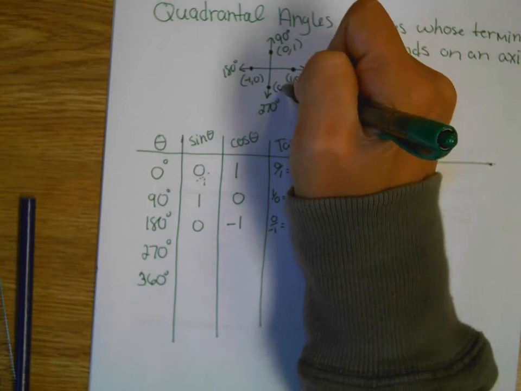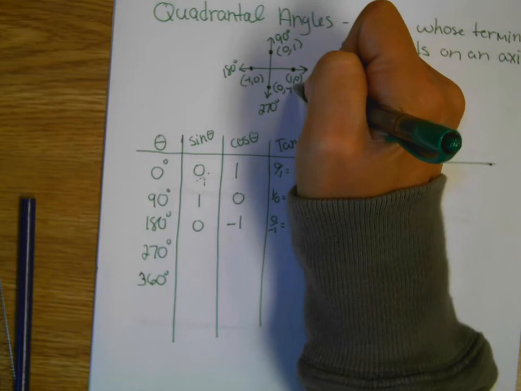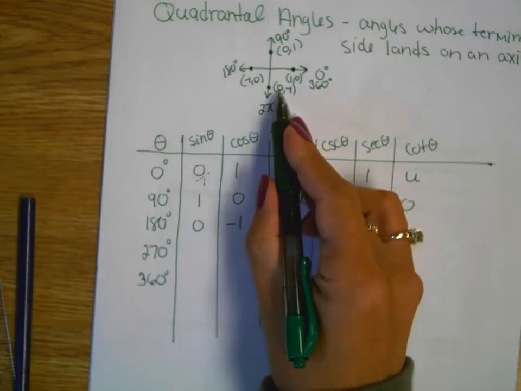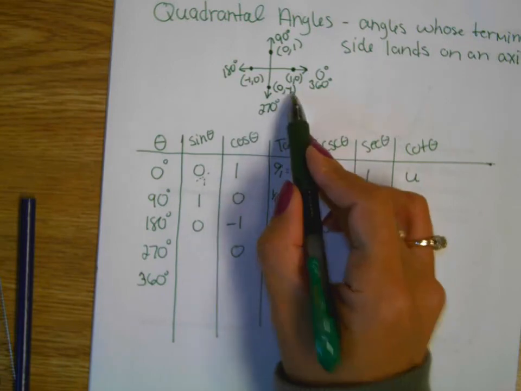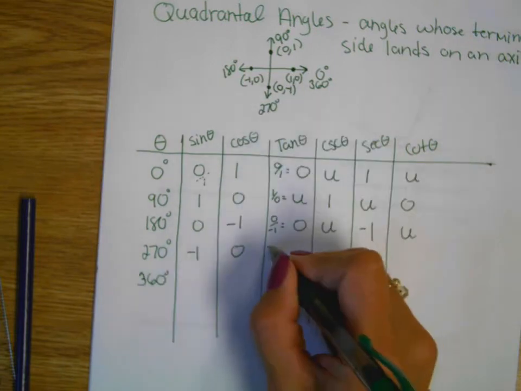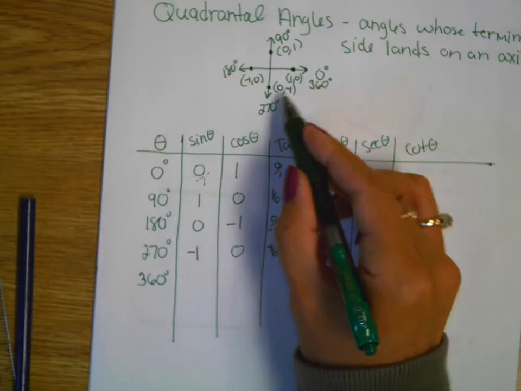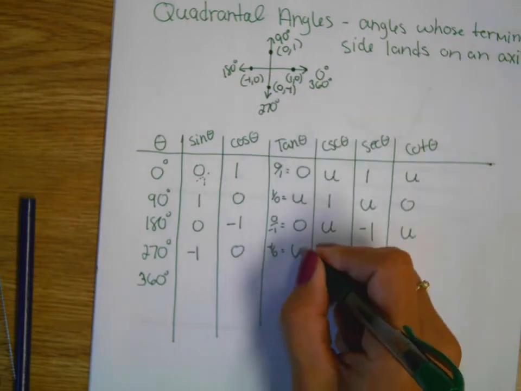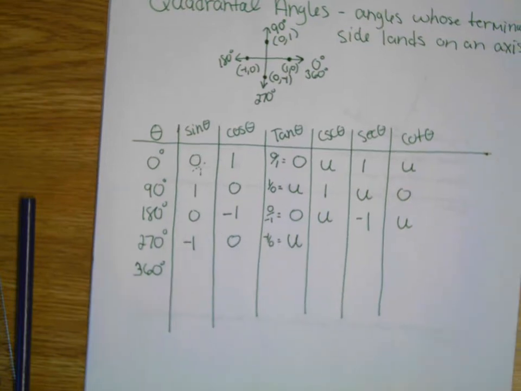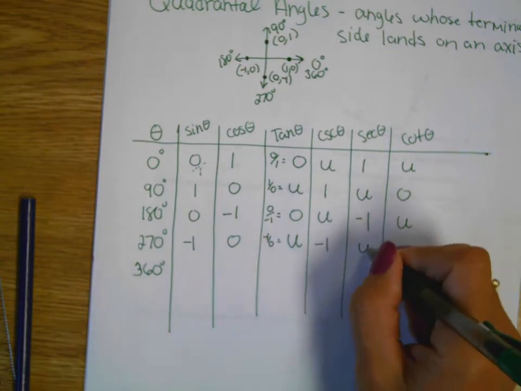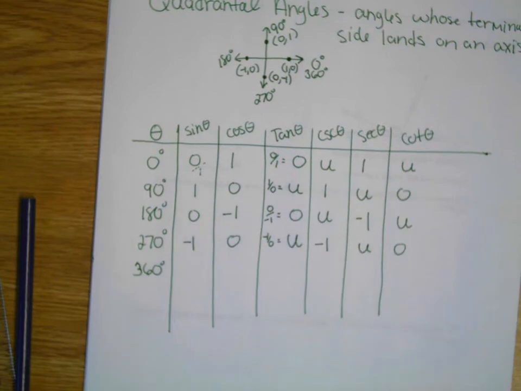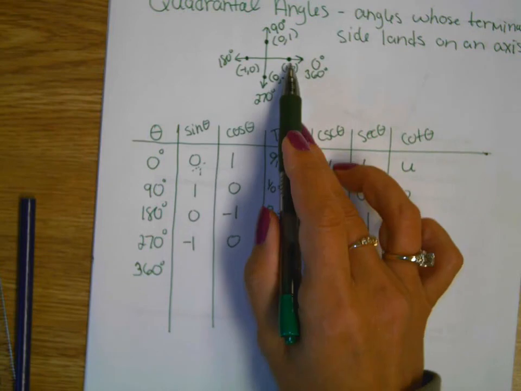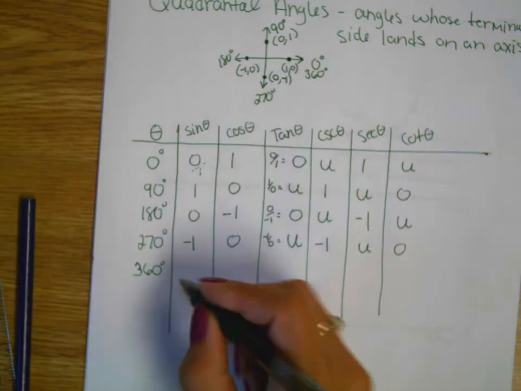Down at 270, what's your ordered pair? X value is 0, Y value is negative 1. Cosine, sine. Negative 1 divided by 0. The Y divided by X gives us tangent. Undefined. Flip them all over. Negative 1, undefined, 0. And 360, same as 0, because we're going to use the exact same point. Same values as 0.